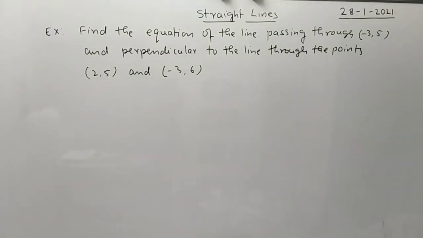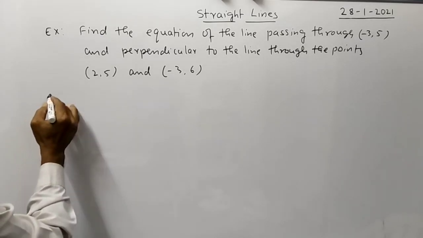Example. Find the equation of the line passing through the point with coordinates -3, 5 and perpendicular to the line through the points with coordinates 2, 5 and -3, 6. Solution.